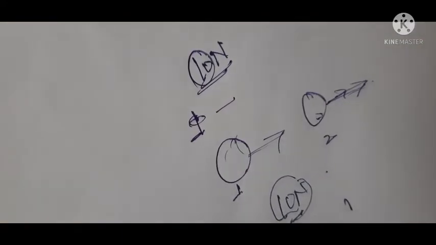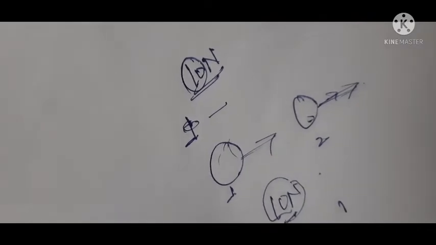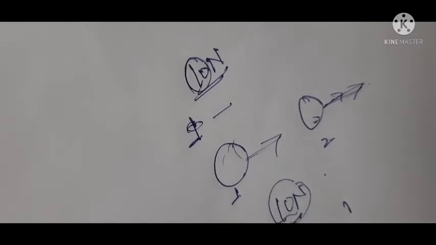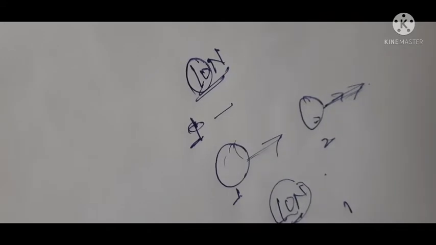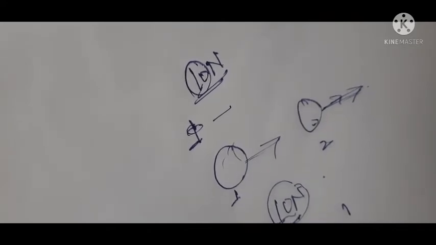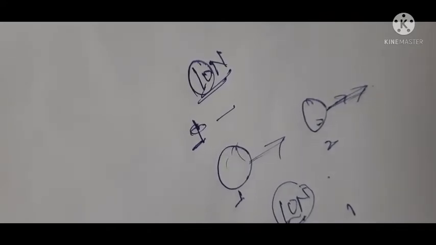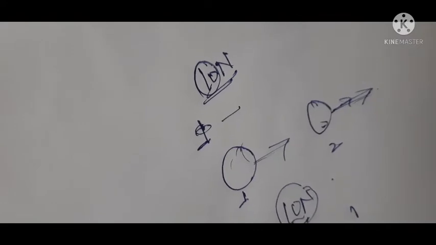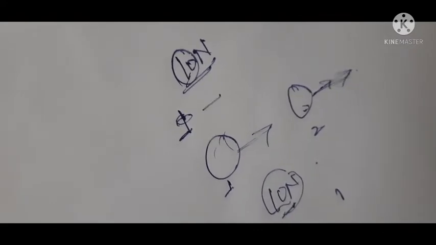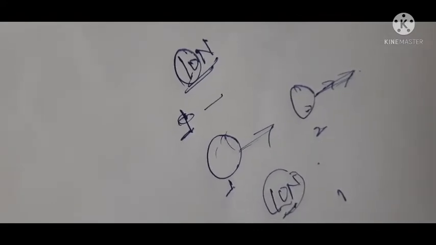For example, this object 1, A, applies a force of 10 Newton. B, let me say this B is a child, applies a force of 5 Newton. So this tells us the strength of the force which is applied.